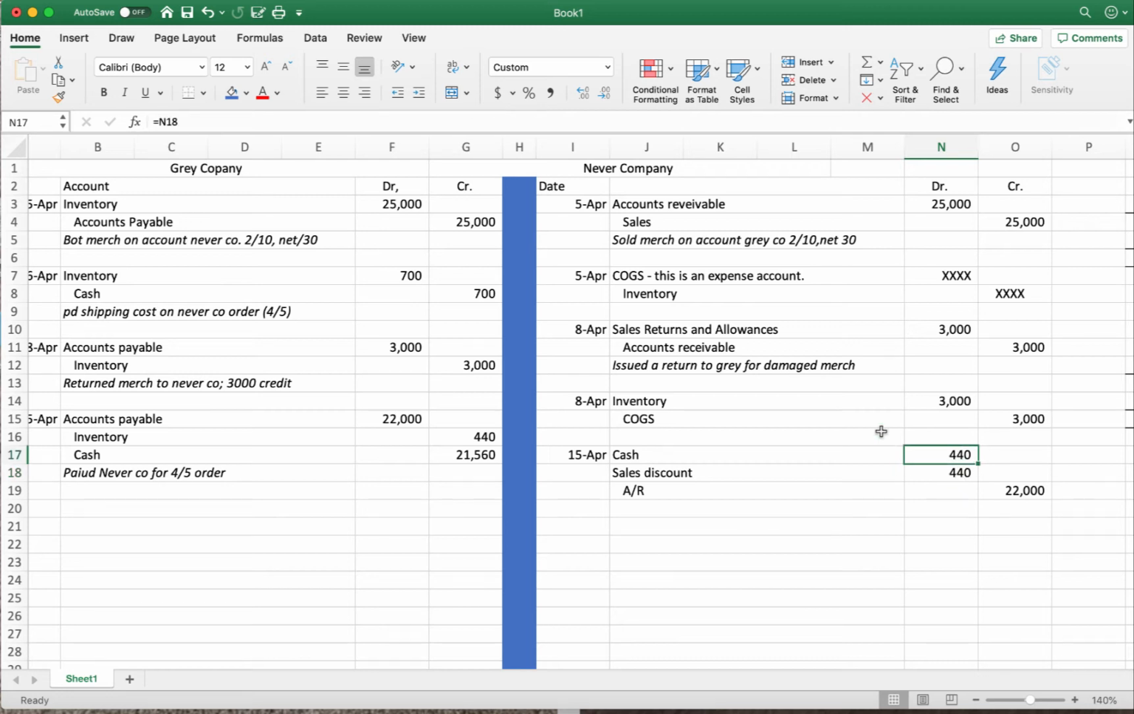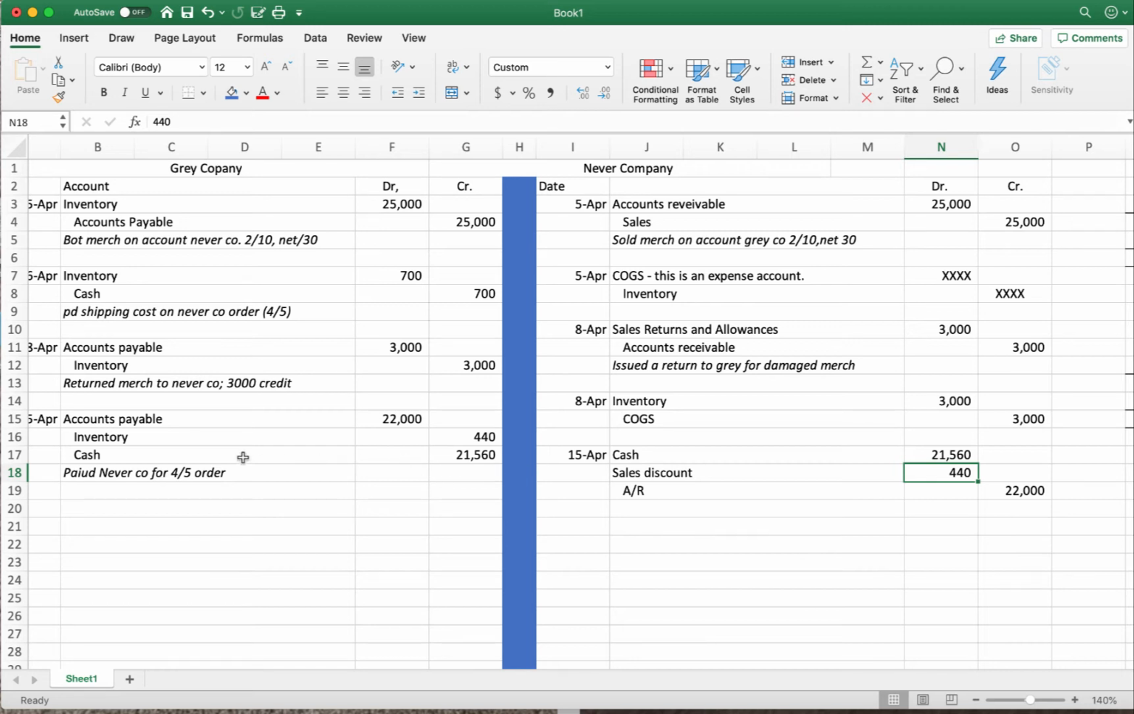Why did that not work? Bear with me here. Okay. So I want this value to go in N17, right? That's the cell we're in right here. Equals. I'm going to click on O19, which has my 22,000. I'm going to subtract out my $440, which is cell reference N18. Hit enter. That's the cash that I received. Okay?